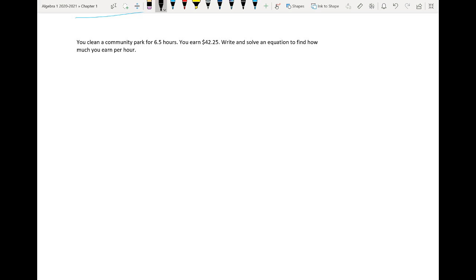In this case, when you guys are talking about wages that you earn, wages are earned by a wage rate times a time, and that's going to be the overall earnings. So, what we have is 6.5 hours that we need to multiply by however much we are going to earn per hour. So we're going to call that R. It's the rate. For example, if I worked for 6.5 hours and I were to earn $2 per hour, I'd have $13, right? But in this case, I earned more than 13 bucks. I earned $42.25. My next step is I'm going to divide.